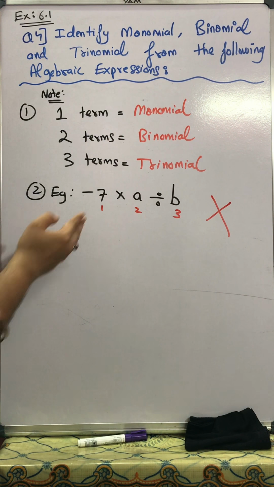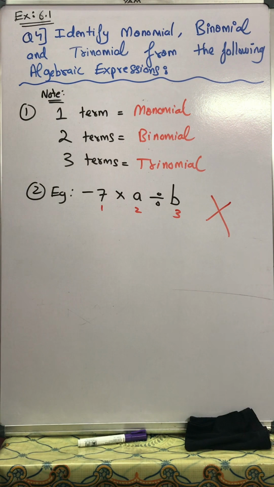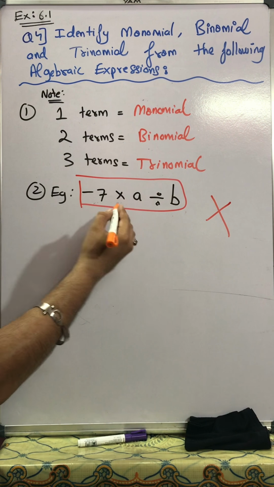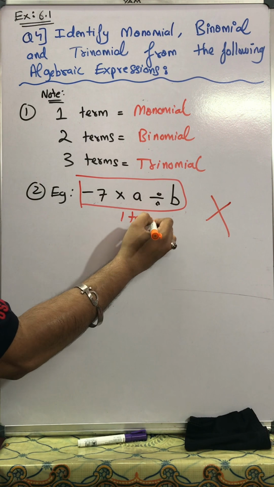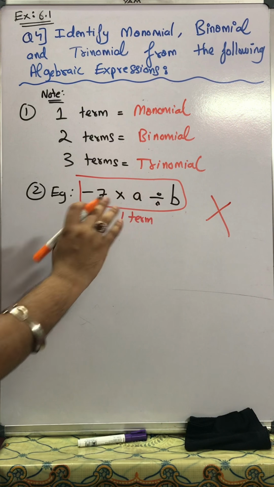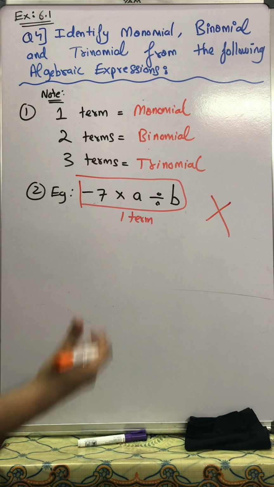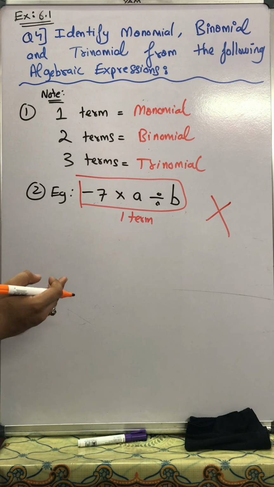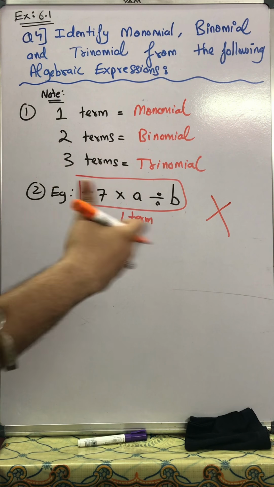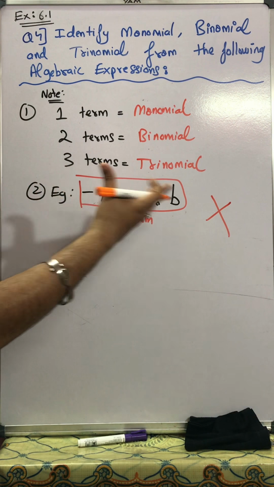Why? Because this is not the first term, this is not the second term, this is not the third term. We don't have three terms here. This complete expression is one term. Multiplication and division do not decide the terms, do not bifurcate or segregate the terms. Plus and minus make terms. Plus and minus create the division, creating the different terms. Multiplication and division do not form terms.